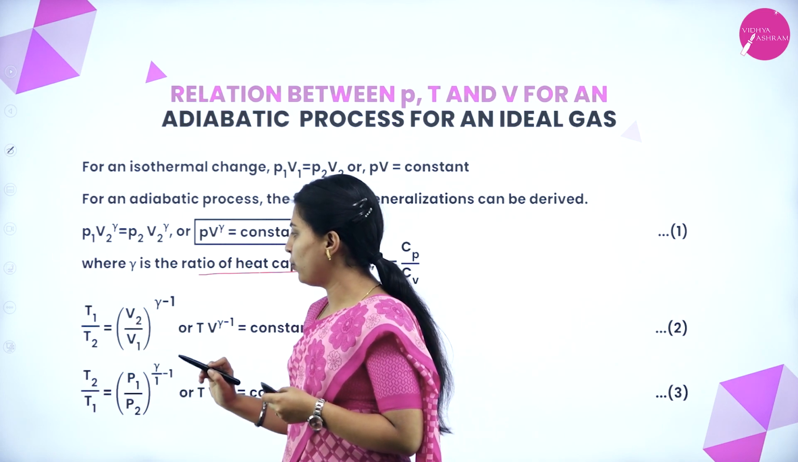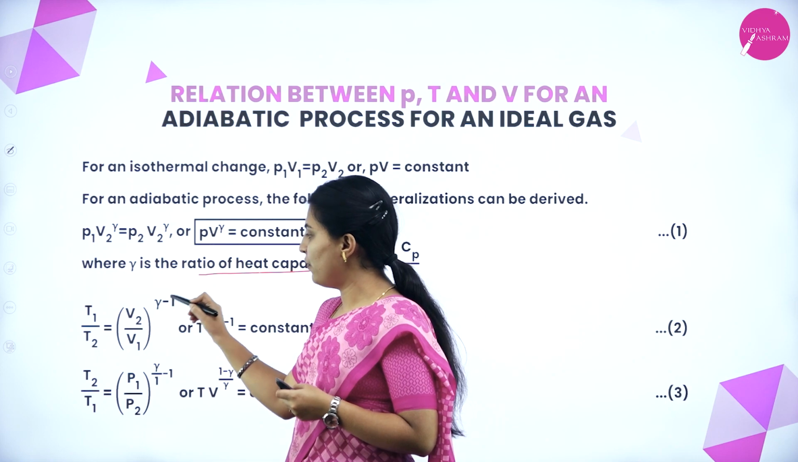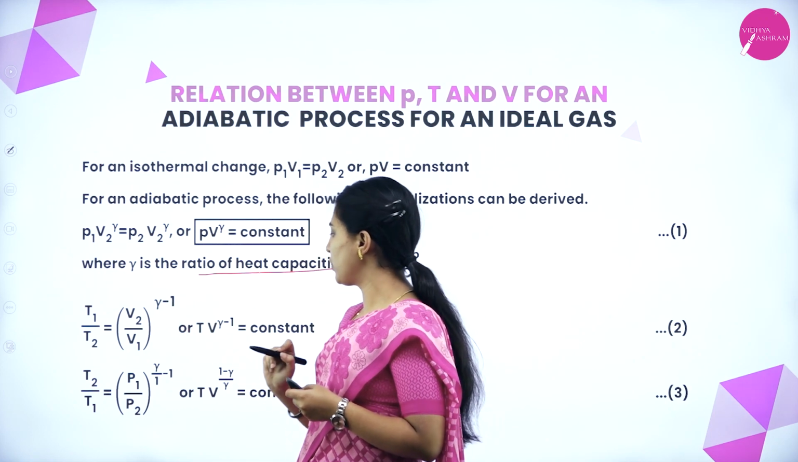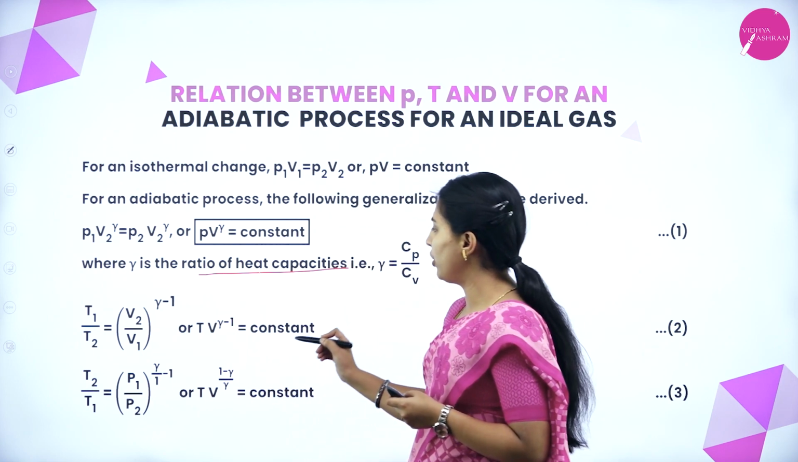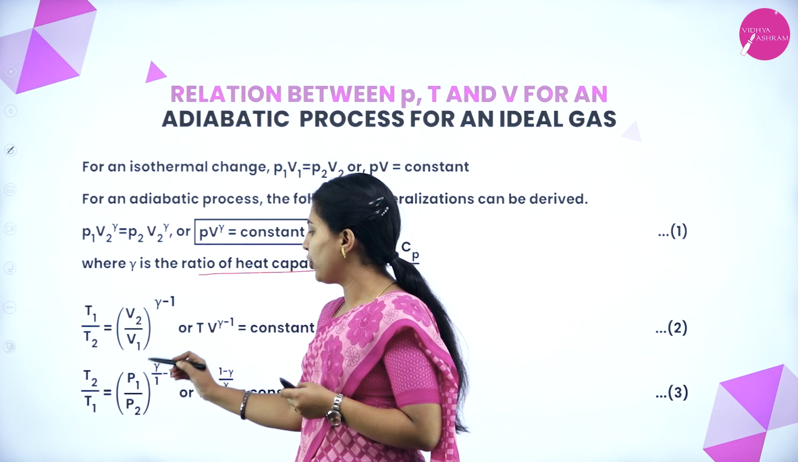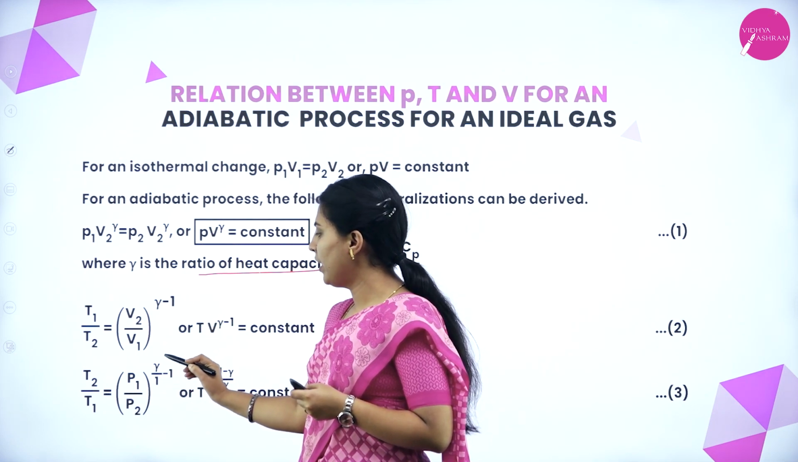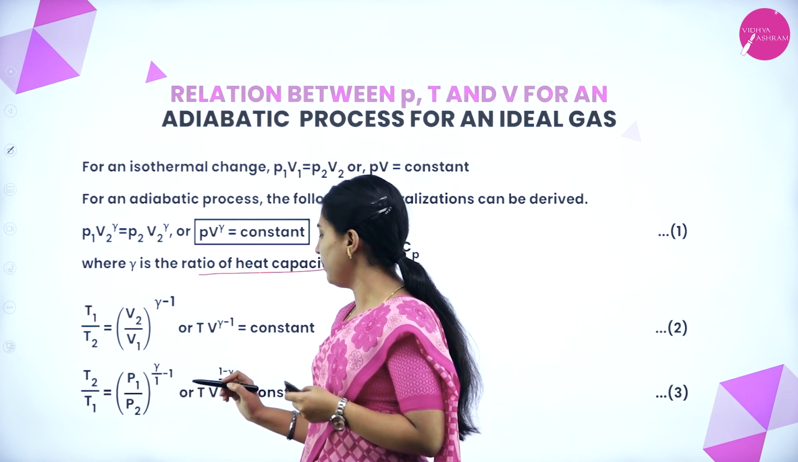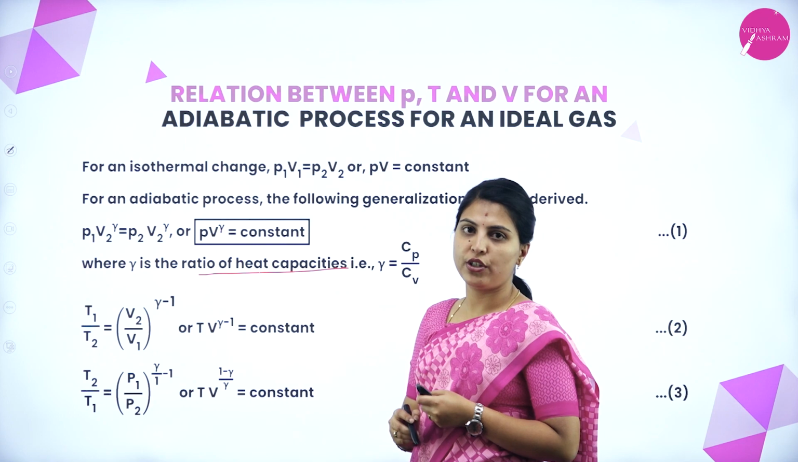T1 by T2 equal to V2 by V1 to the power gamma minus 1. It is inverse, right? That is why T into V to the power gamma minus 1 equals constant. Here T2 by T1 equal to P1 by P2 to the power gamma minus 1 by gamma, or T to the power gamma by P to the power gamma minus 1 equal to constant.